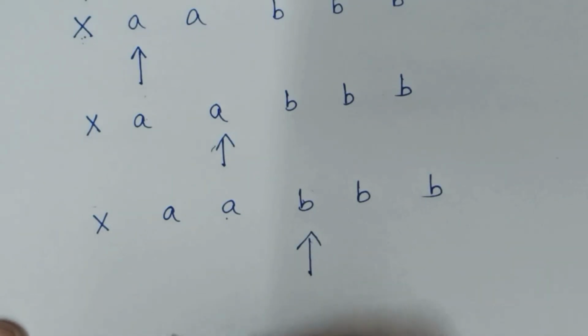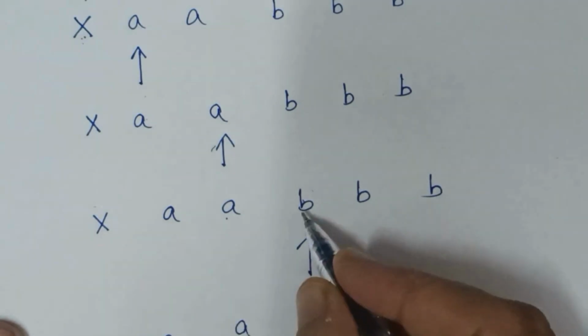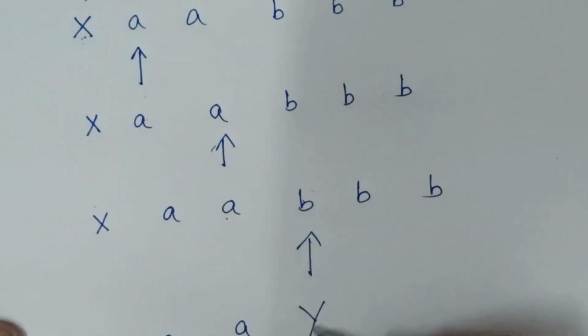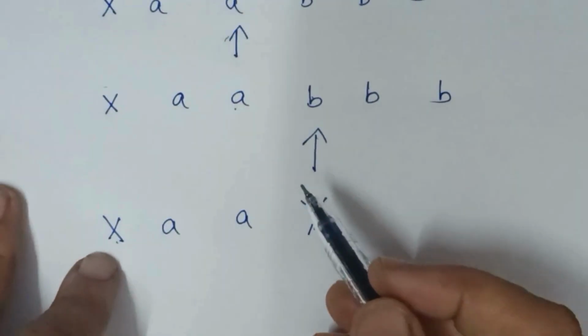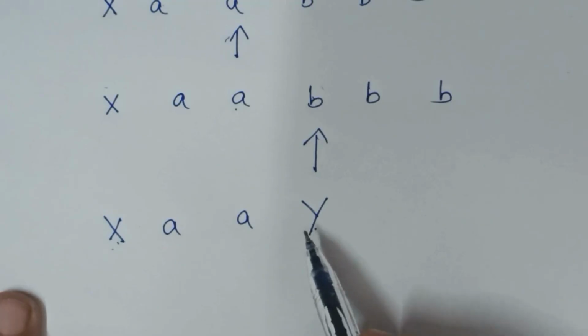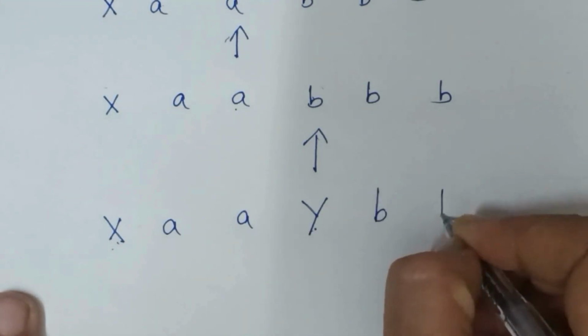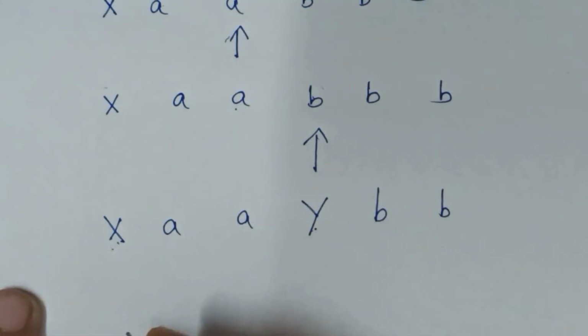Now what should we do? We should replace this B with a capital letter. We will write it as Y. It means for the first A, the first B is matched. So for 1A, 1B is matched. Next, the rest will be written as it is. This is as it is in the tape.